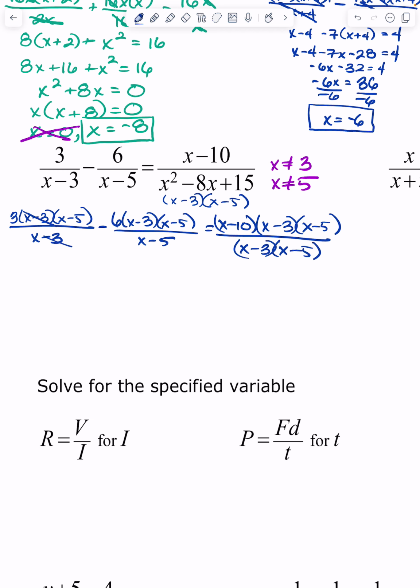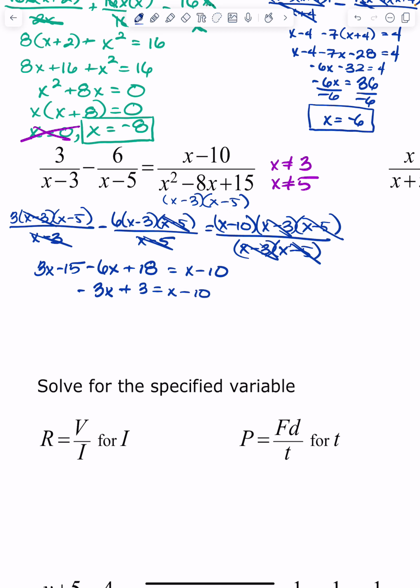So, as big and nasty as this looks, you notice the way that most of this drops out. I got 3x minus 15 minus 6x plus 18. It's a minus 6 times x minus 6 times minus 3. I got an x minus 10. So let's go ahead and go. At this point, it's solving an equation.